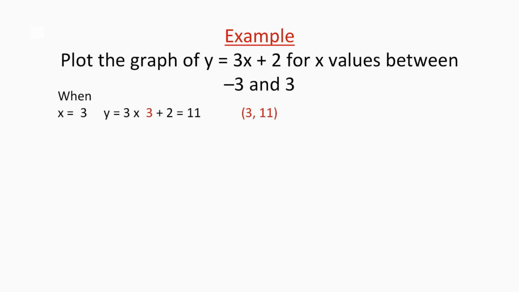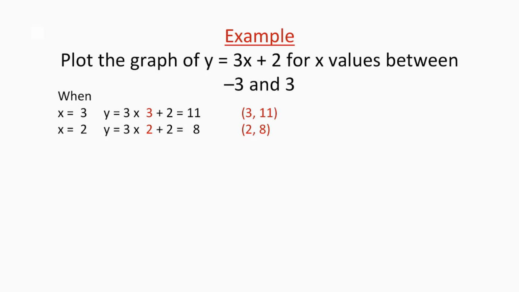Well, the equation tells me it's 3 times x plus 2. So therefore it will become 3 multiplied by 3 plus 2 gives me 11. So the first coordinate that I know is on this line is the coordinate 3, 11. Now take a look at when I substitute in x equals 2. I get y equals 3 times 2 plus 2 equals 8. So my next coordinate is 2, 8.